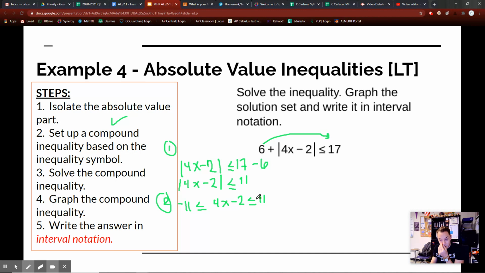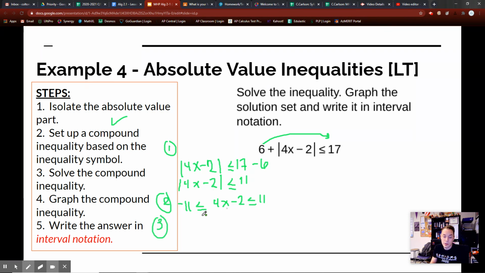Now, notice a couple things. First of all, I dropped the absolute values because you're supposed to. You should not have any absolute values after step 2 here. Also notice how the negative 11 comes before the positive 11, left to right. And third, I kept the same inequality sign all the way through. All right, let's solve this beast.